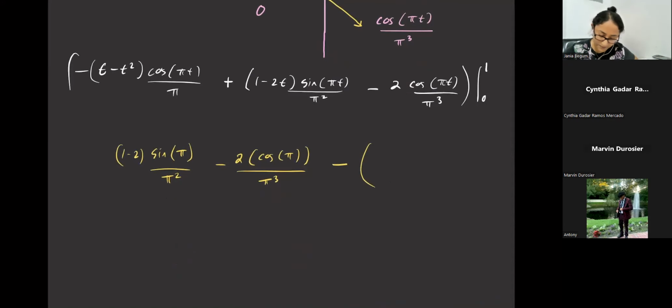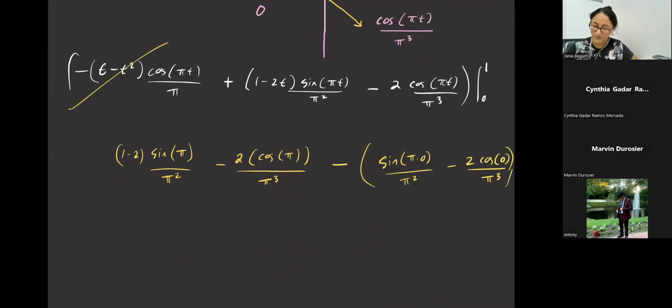So I plug in 0 everywhere. So that means this will go to 0. The second term, again, you will have 2 times 0, that will disappear. So it will just be sine of pi times 0. Well, that will disappear too, so that will go to 0. Minus 2 times cosine of 0 over pi cubed. So that's what you get when you plug in the lower limit of integration.